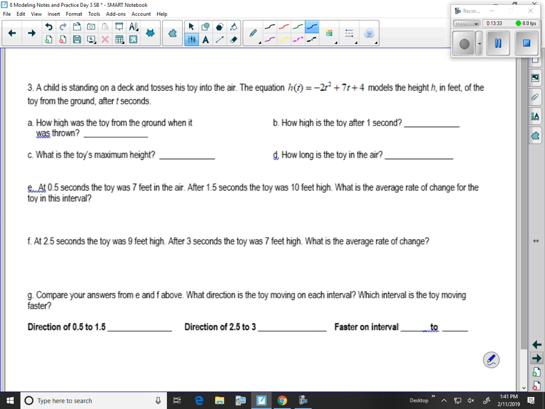Now, if they're standing on a deck, is that usually higher or lower than the water? Higher. Okay. So would we assume that they're going to start up in the air a little bit? They're not going to start at 0, 0 on the coordinate plane, right? So they're going to start a little bit higher. It says how high was the toy from the ground when it was thrown? Well, the deck plus 10.